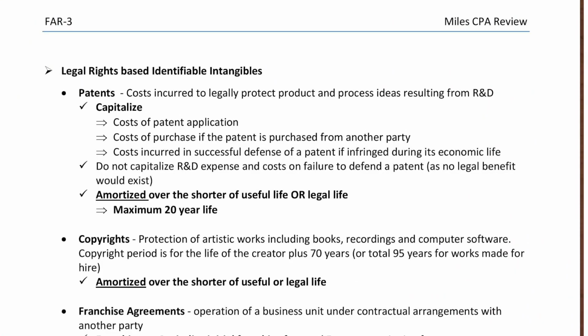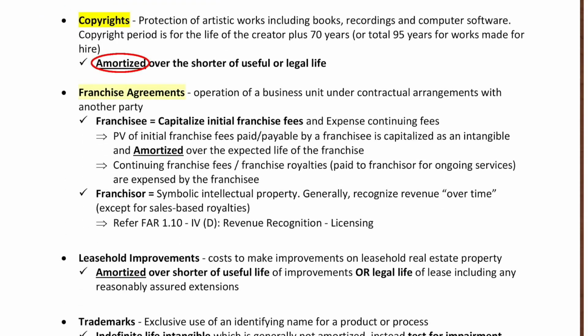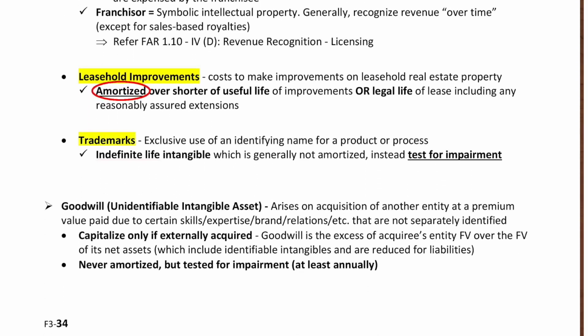We're looking at legal rights based intangibles. Highlight patents and circle amortized. Highlight copyrights, again circle amortized. Highlight franchise agreements, and here we're looking at initial franchise fees, so highlight initial franchise fees and circle amortized. Highlight leasehold improvements, circle amortized. And the last one, highlight trademarks, that's an indefinite life intangible, so underline it. Don't amortize, but put a circle around test for impairment.